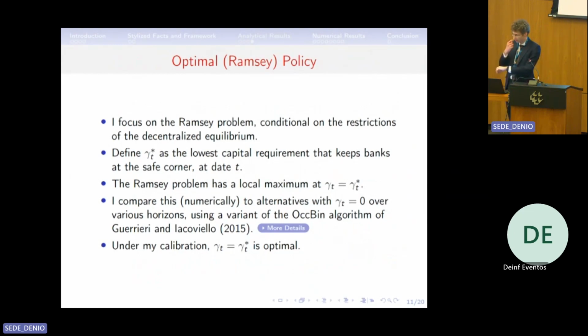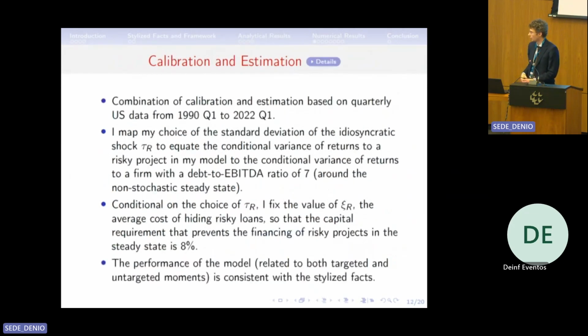I studied the optimal RAMC policy, and this policy is conditional on the restrictions of the decentralized equilibrium. I define gamma star as the lowest capital requirement that keeps banks at the safe corner. And I also need to verify what happens when gamma goes to zero, so the benefits from liquidity are the highest, and I verify that gamma star is in fact the optimal value in my framework.